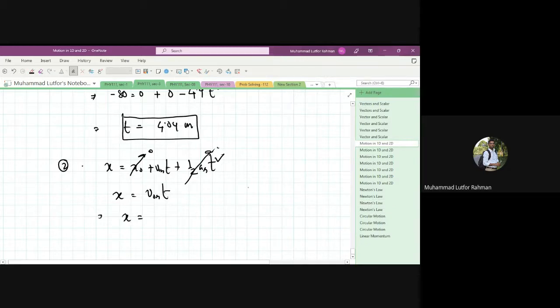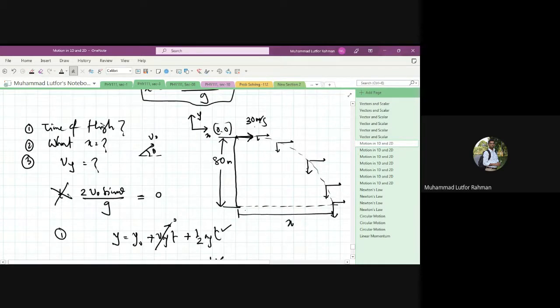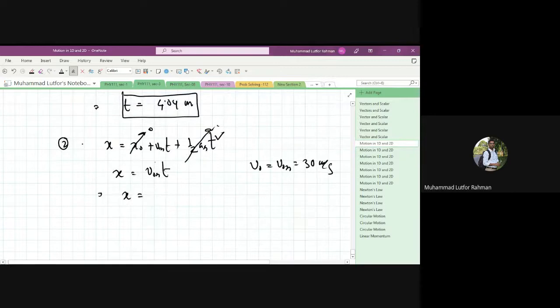Now what is v naught x? V naught here is actually 30 meters per second, because that is the velocity at which it was thrown initially, right? This is my v naught, and this v naught and v naught x are the same thing. Then I can write 30 times t, which is 4.04. That gives me 121.2 meters. This is the horizontal displacement.